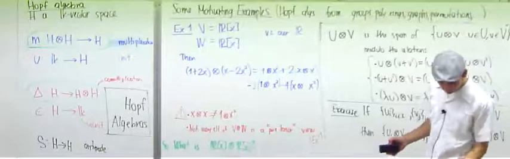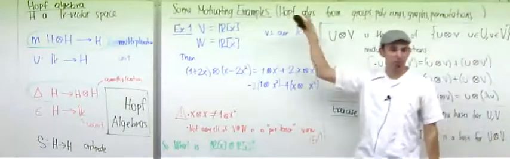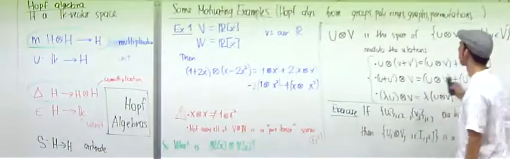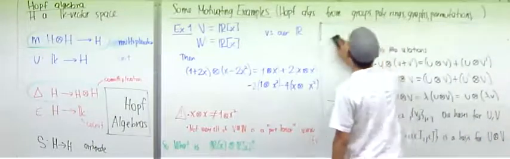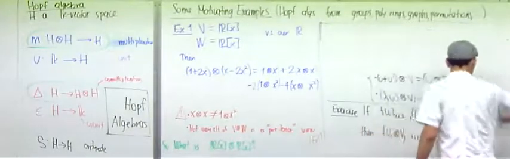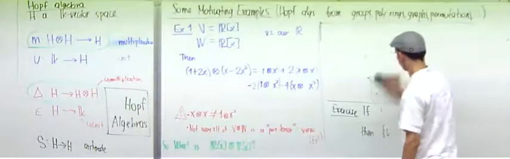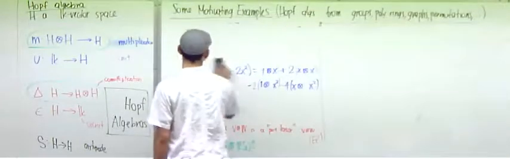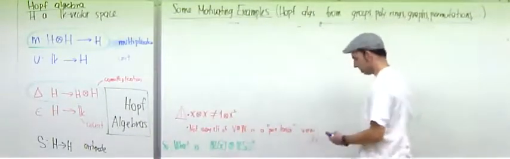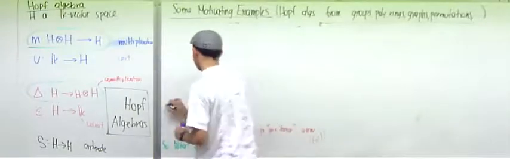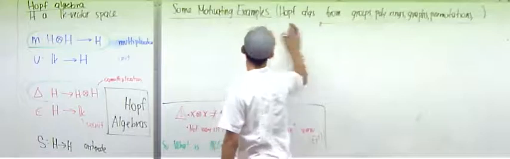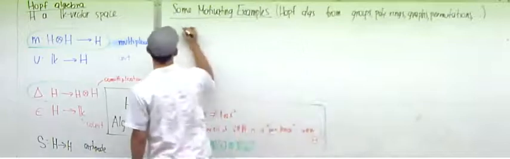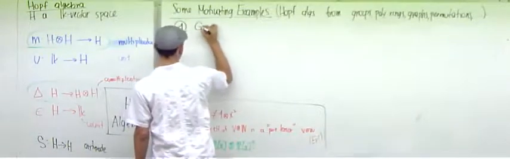Now let's go to actual examples, because I was talking about some motivating examples, but I'm promising you connections with a lot of things, and we haven't really seen any of those connections yet. So let me erase all this stuff. And now we're going to see at least 4 examples of Hopf algebras. So the first example is coming from groups.